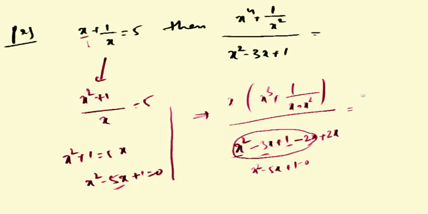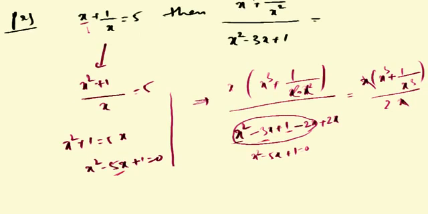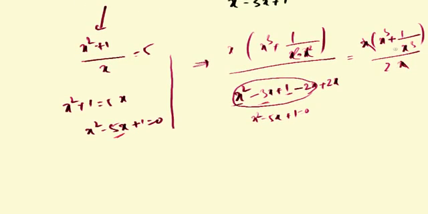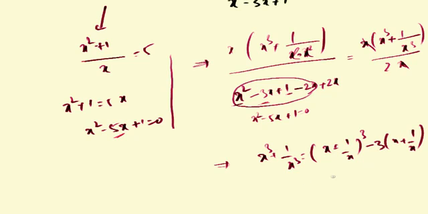So next step what happens is x into (x cube plus 1 by x cube), this is x, this is x square. So this will become x cube divided by this 2x. x will cancel. Just now you have seen one formula. What is that? When x cube plus 1 by x cube is given, x cube plus 1 by x cube is nothing but (x plus 1 by x) whole cube minus 3 into (x plus 1 by x). This is what the formula is.